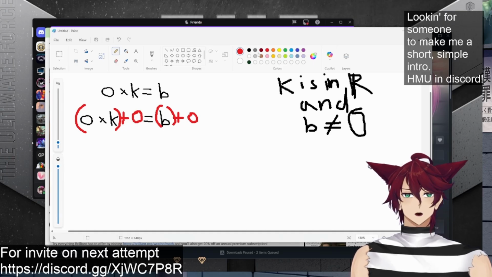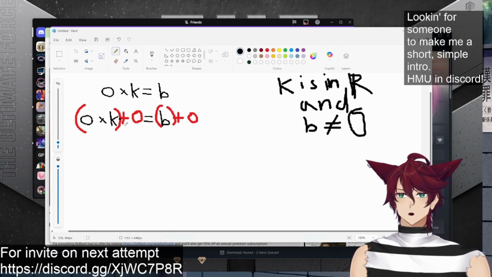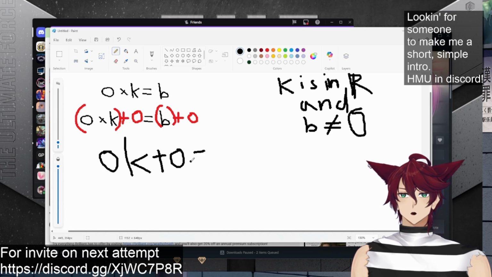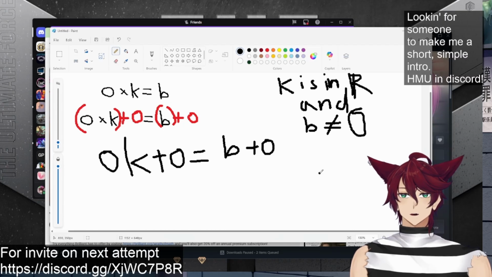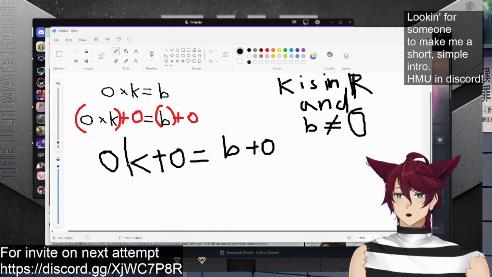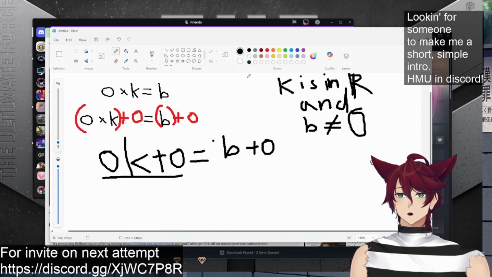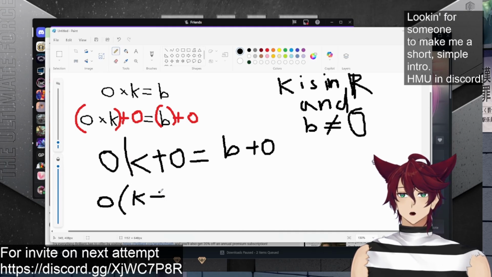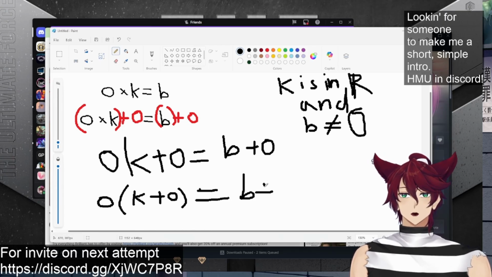Alright, let's simplify this. 0 times k is 0k. And then we have plus 0 equals b plus 0. And remember, b does not equal 0, is what we're assuming, right? But what we do have over here is something that we can work with. So we can factor out this 0 times k plus 0 equals b plus 0.